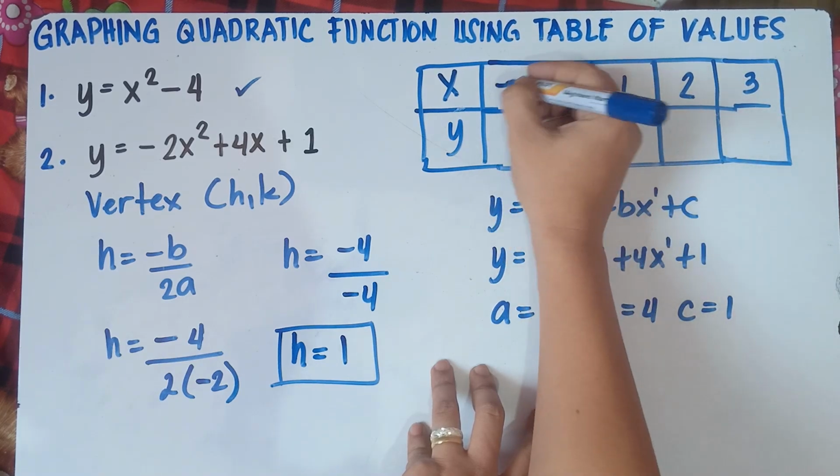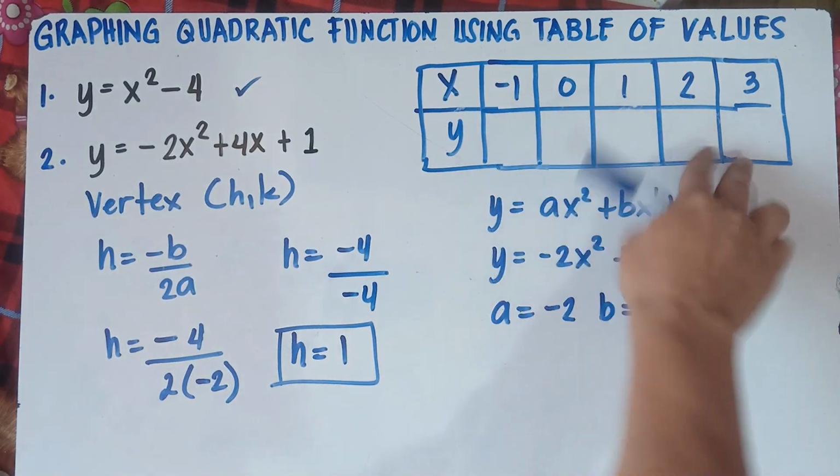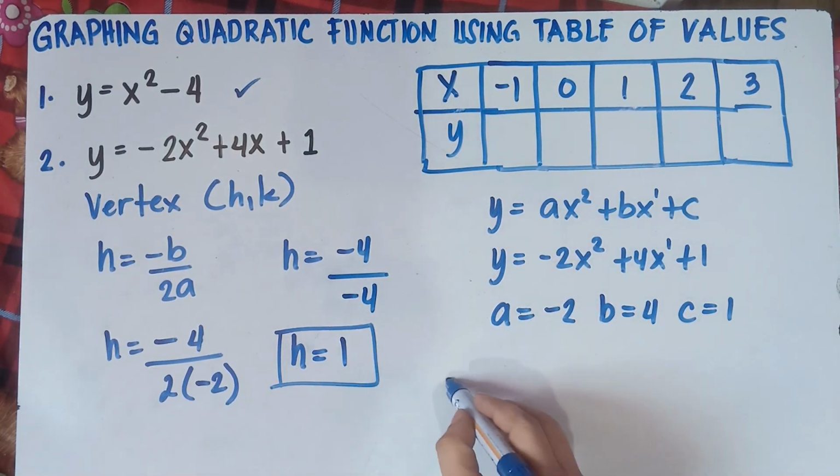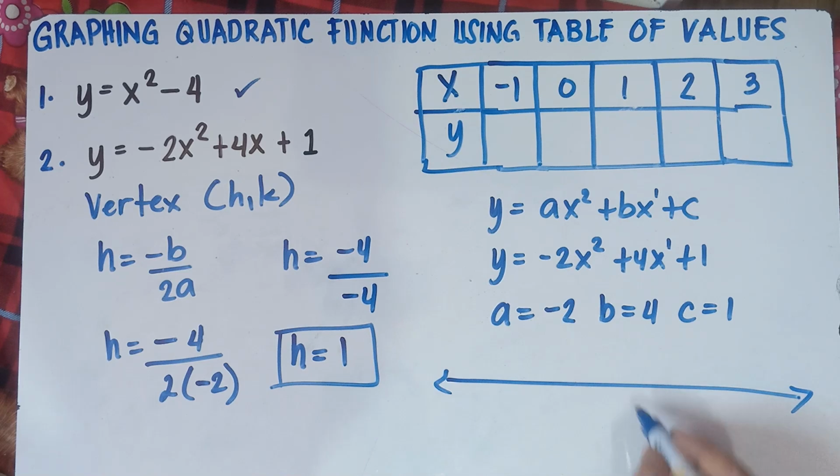0 minus 1, that's negative 1. So if you're confused with this one, class, just remember the number line. You still remember the number line? So this is 0, the center part. Going to the right after 0, 1, 2, 3, those are positive numbers.